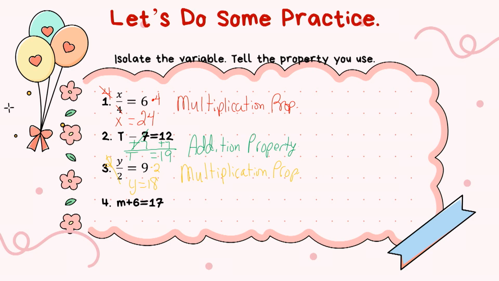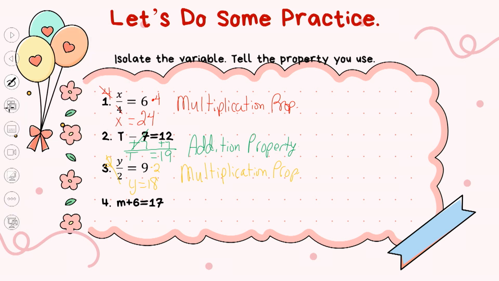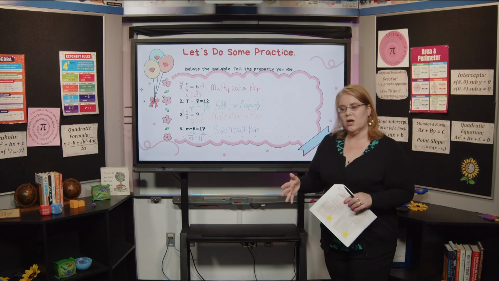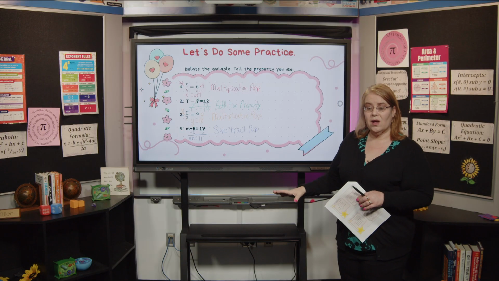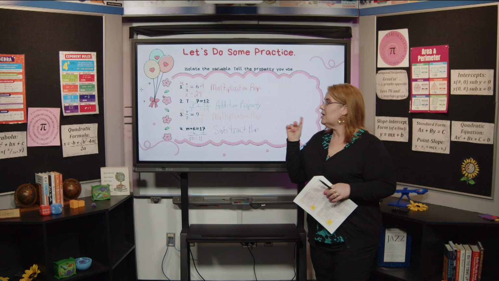And then number 4, I have an addition problem. So what property would I use for an addition problem? Subtraction property. So I'm going to subtract from both sides. m equals 11. So I've seen what the problems are. I've seen what the different properties are. Depending on what I have to do depends on which property I have to use. So let's look.